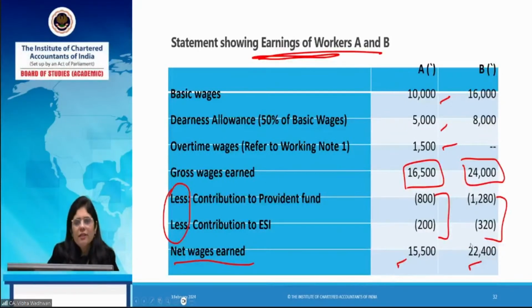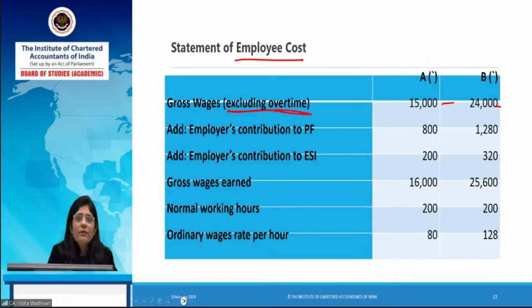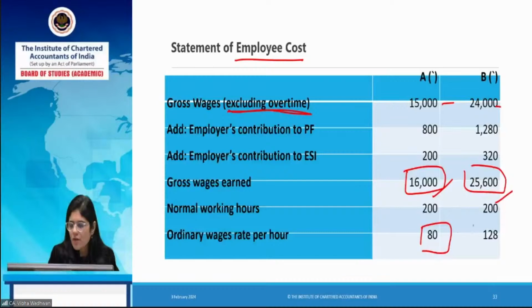So this is actually what we calculated. And now the employee cost to the organization. So gross wages, see, excluding overtime. You cannot include overtime in calculating the rate. So the rate will be shared on that basis among all, but we have to give overtime only to Y, because A has done the overtime work only there. Clear? So the normal cost divided by the working hours. So this is the ordinary rate per hour.